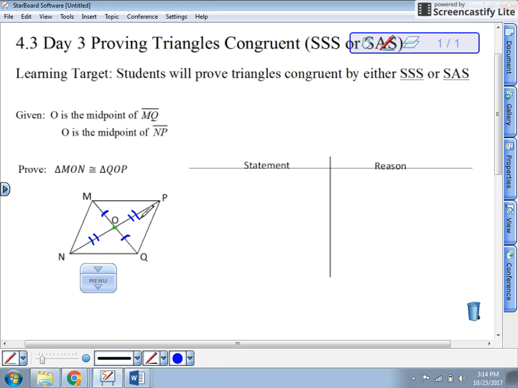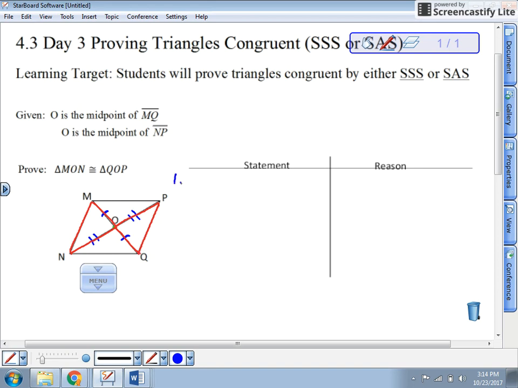The other thing that's tricky with this picture is let's find out which triangle we're trying to prove. We're trying to prove triangle MON is congruent to triangle QOP. So these are the two triangles that we want to prove congruent. Remember how to start any proof. Always start with the given.